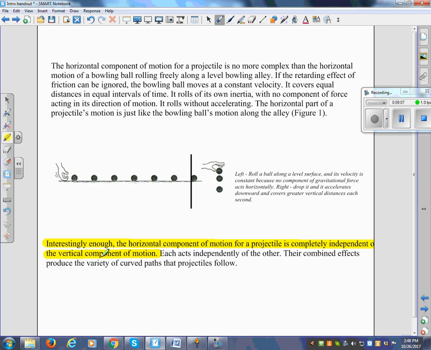Their combined effects produce the variety of curved paths that projectiles follow. So like when I toss the ball to Tyde, it has a horizontal velocity and it has a vertical velocity. Now the horizontal the whole way stays the same, but the vertical does what? It goes up. It goes to zero, and then it speeds up coming down, right? Okay. And those act independent of each other.